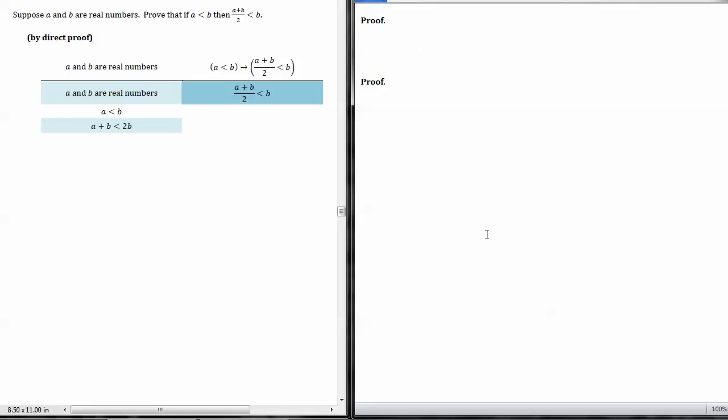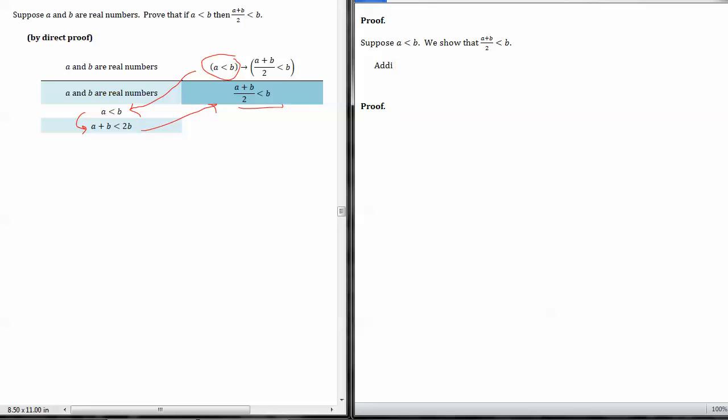Now let's try and write out the proof itself. First thing we did was to move the antecedent over as a given and take the consequent as our new goal. And the way we represent that in the proof is to say, suppose A is less than B, and then our new goal, we're going to show that (A plus B)/2 is less than B. Okay. And then from there, all we had to do was add B to each side to get from here to here, and finally divide each side by 2 to get to our goal.